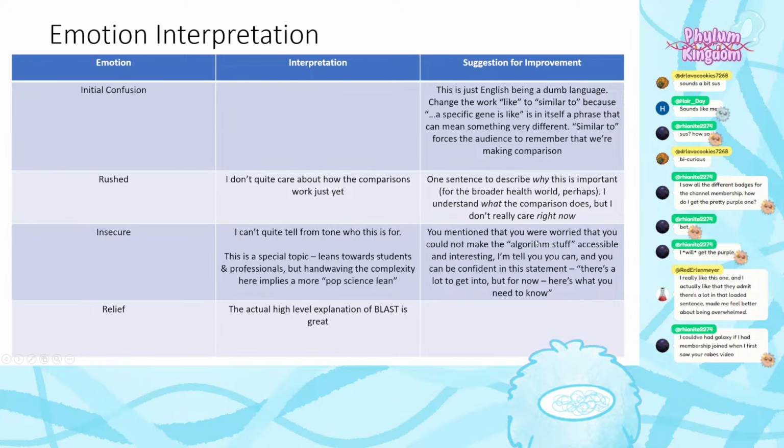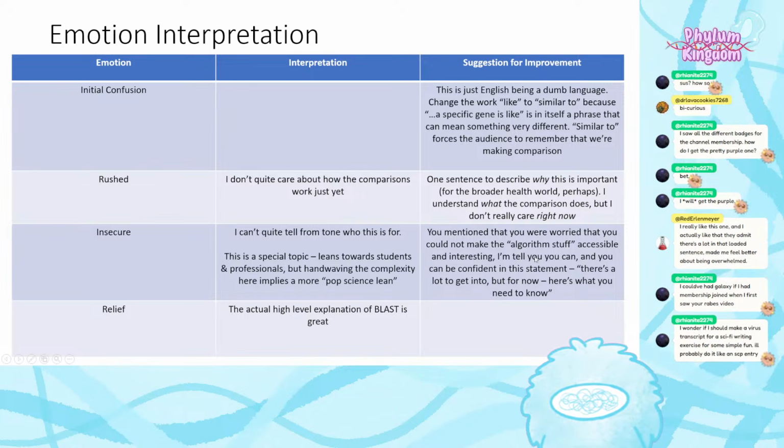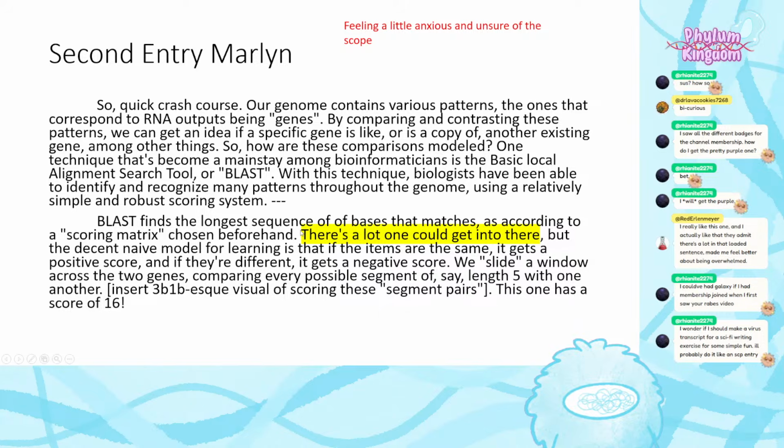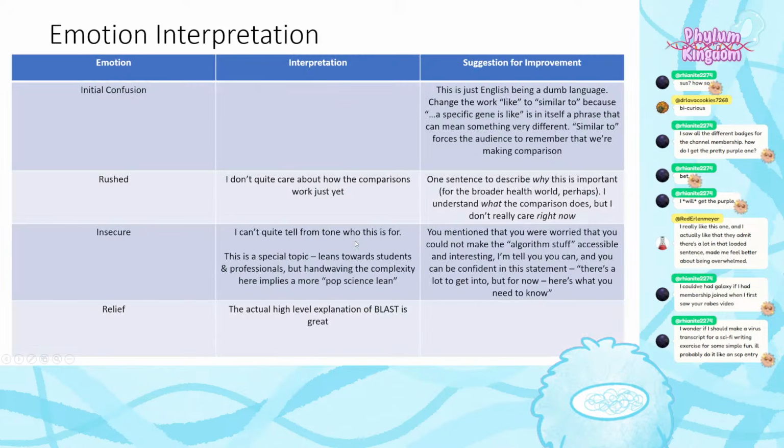So you mentioned that you were worried that you could not make the algorithm stuff accessible and interesting. I'm telling you that you can, actually, and I have a narrative structure to pitch for that, right? And you can be confident in this statement. There is a lot to get into, but for now, here's what you need to know, right? If you change this, there's a lot one could get into, but for now, here's what you need. Then you are setting up the expectation that the following paragraph might be more complex, or later on in your work, you might get into that in a deeper way, right? Because this is good for this paragraph, but long-term vision, I don't know what the next paragraph here is. I can't predict.